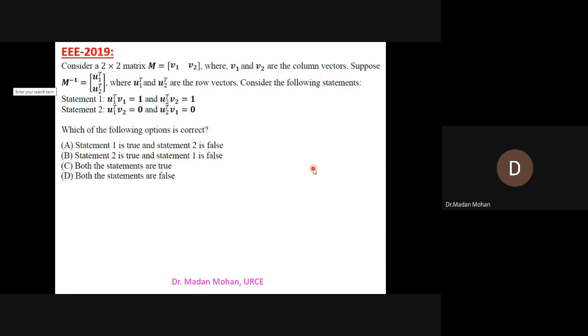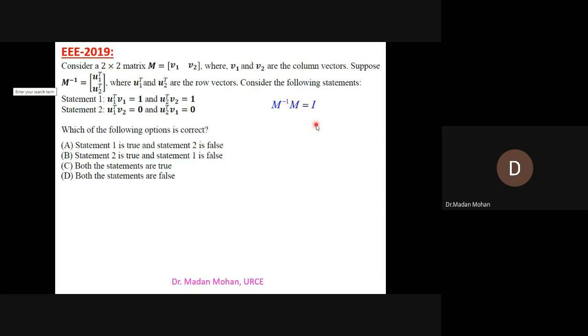Very good, very good. You got it. You got the answer. Definitely you'll get a good rank in GATE. Because M and M inverse are both given, M inverse into M is I or M into M inverse is I. Both are right. Okay. Got it? M into M inverse or M inverse into M.